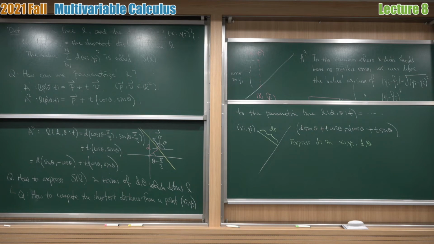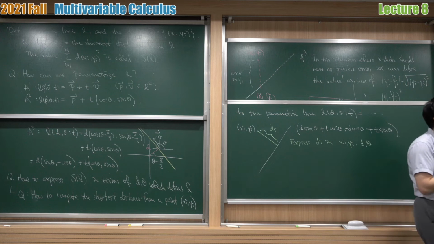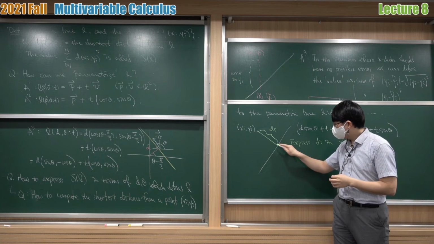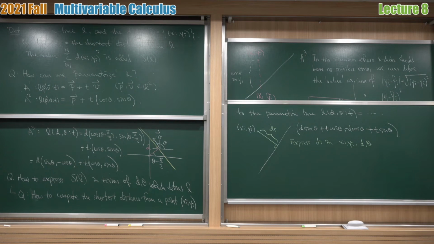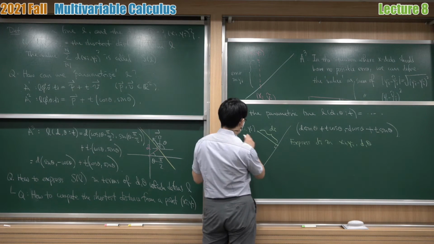Let's think about strategy to find the distance. So what we need to find first to find the distance between this point and line. What's your strategy? We should find the shortest point from the line. Right, you should find the shortest point, the point that is at the minimum distance from this point on the line.